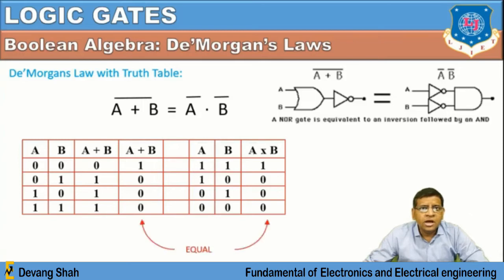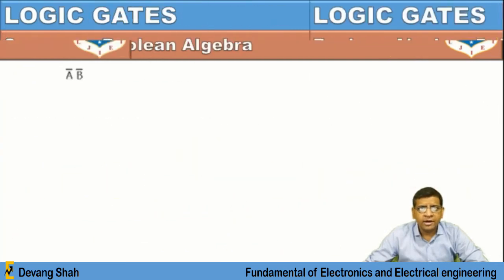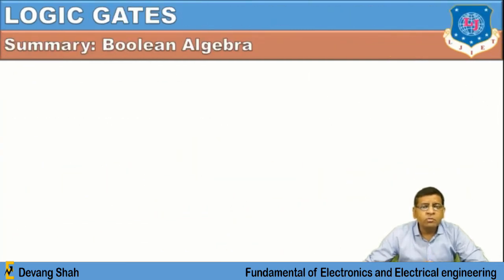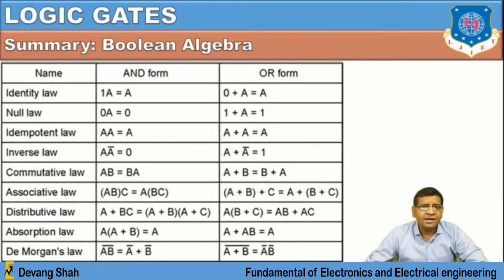So from that, you have the two De Morgan's laws: (A dot B) whole bar is equal to A bar plus B bar, and (A plus B) whole bar is equal to A bar into B bar, right? Those two De Morgan's laws are related to the NAND and NOR gates, right? Based on that, you have a complete chart of all the laws of Boolean algebra, where you can see this particular summary table.